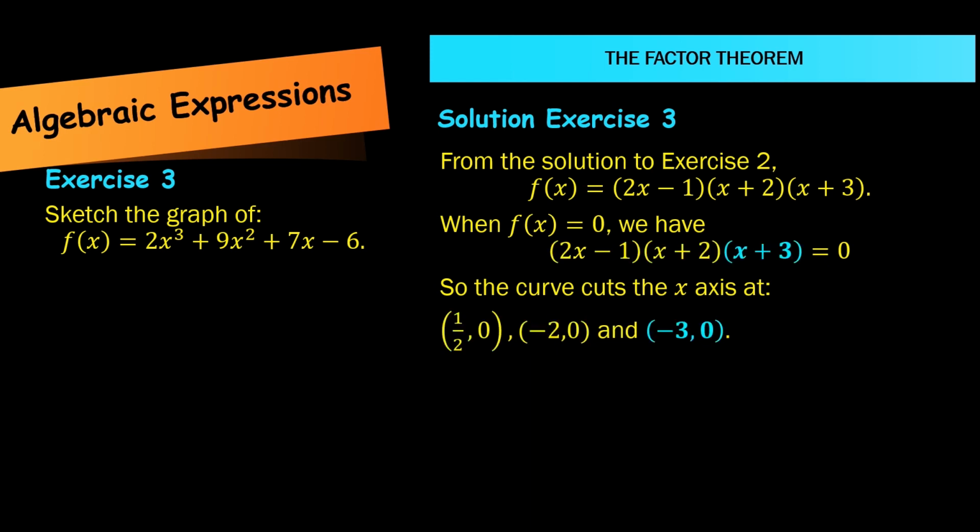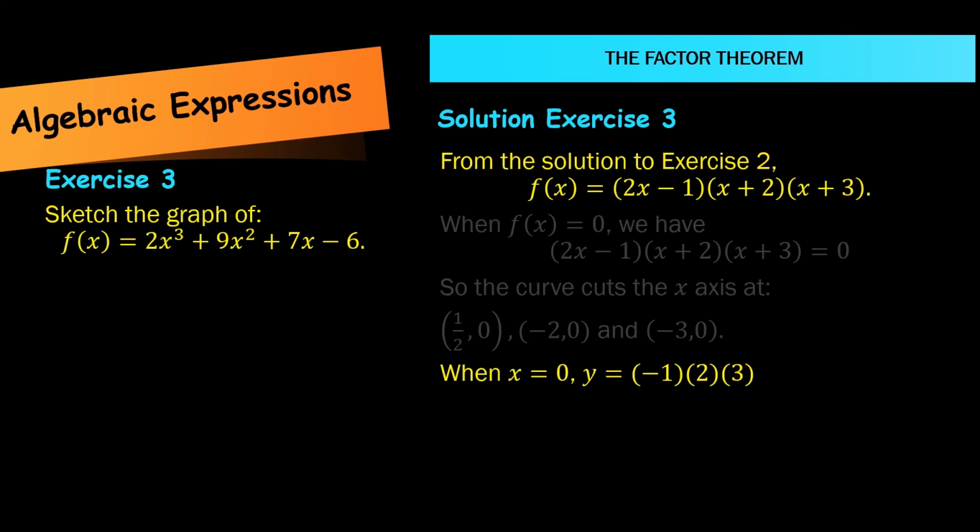In order to sketch the curve, we need to know where the curve cuts the y-axis, in other words, when x equals 0. So when x equals 0, what is the value of y? So when x equals 0, y is equal to minus 1 times 2 times 3. We can find this by putting x equals 0 into the polynomial to give us minus 6. So the curve crosses the y-axis at 0, minus 6.